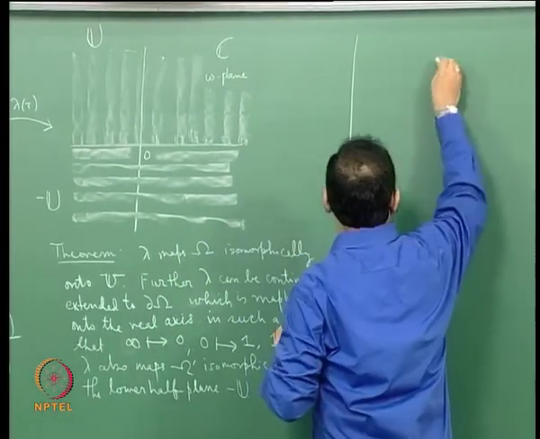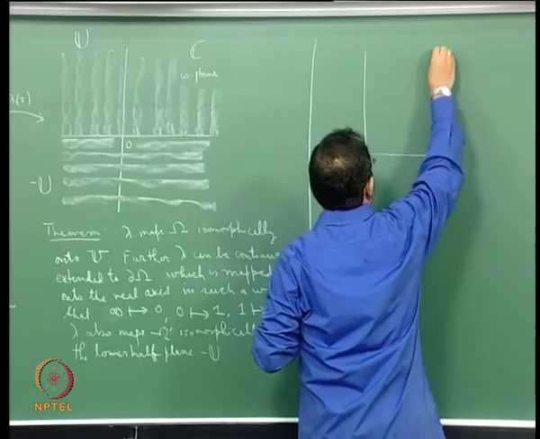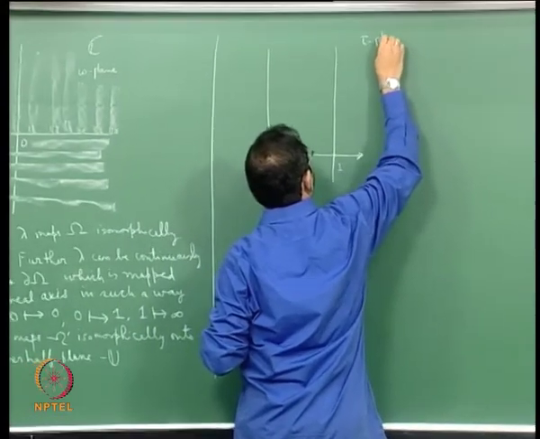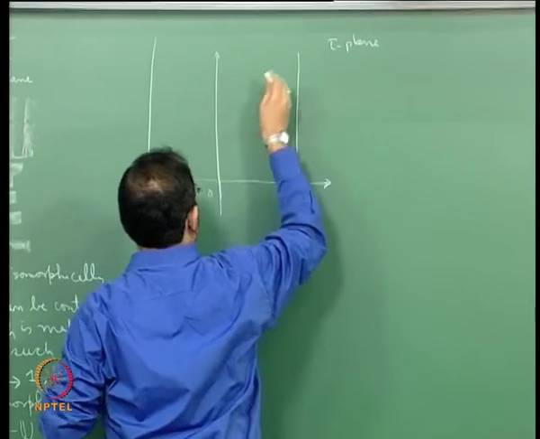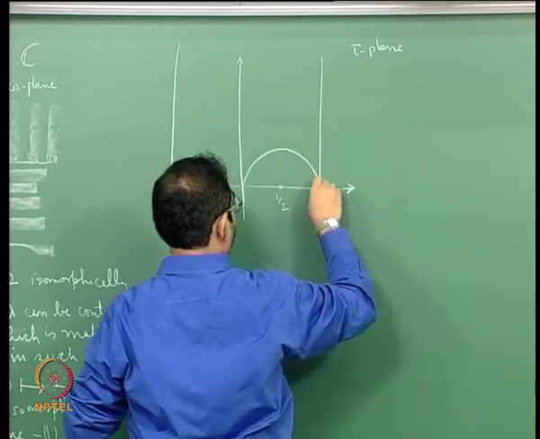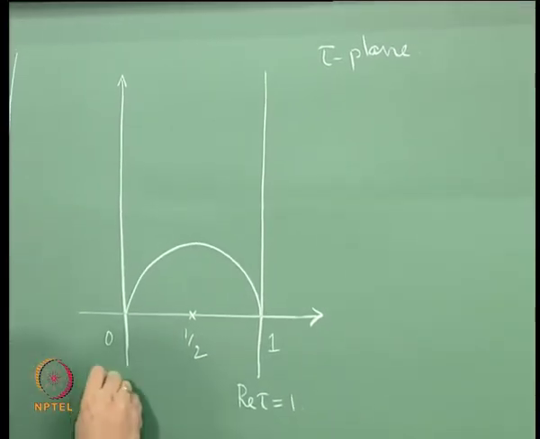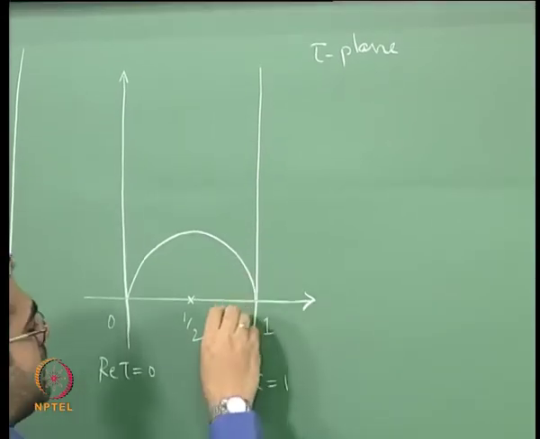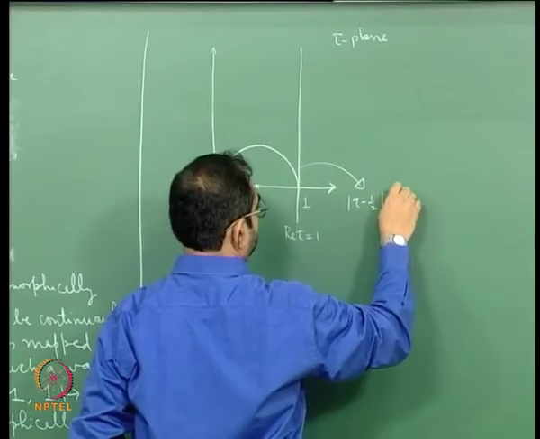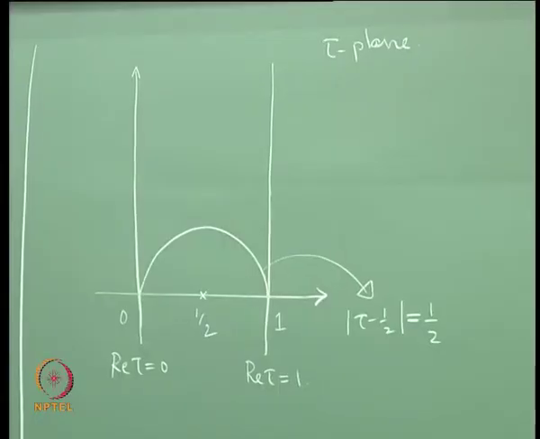Now, let me again draw the diagram here and make a certain observation. So this is 0. This is 1. This is the tau plane. So you have the semicircle here. This is real part of tau equal to 1, this is real part of tau equal to 0, and this semicircle is mod tau minus half equal to half. This is the equation of a circle centered at half and radius half, right.